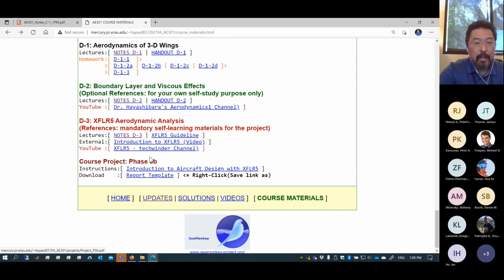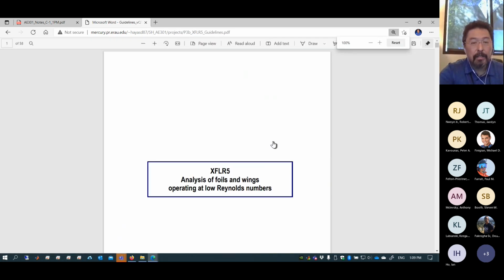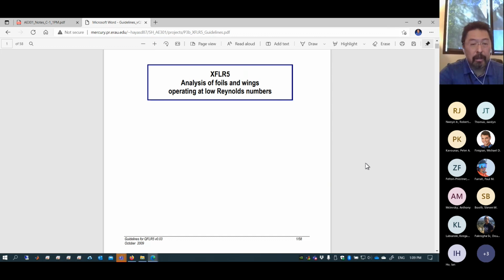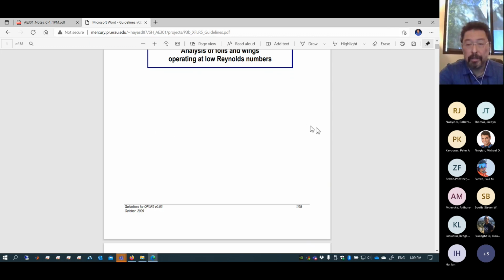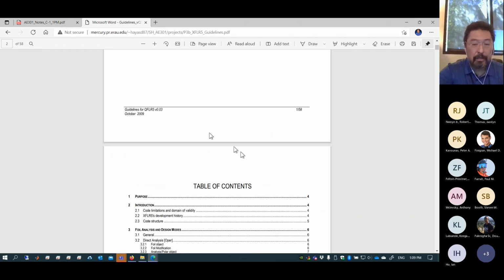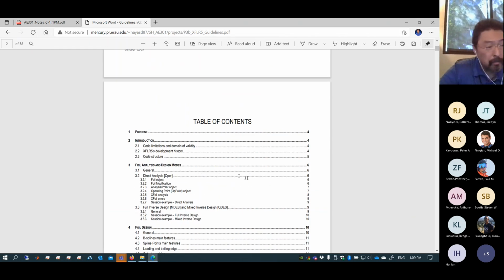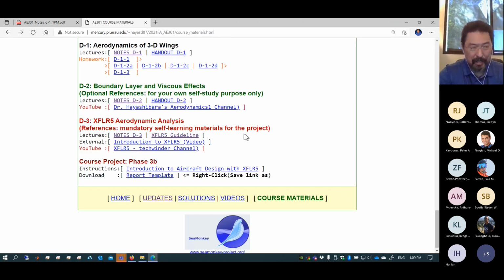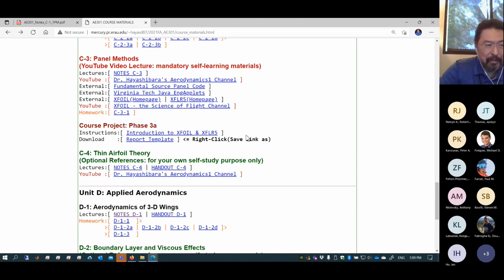And you also have the given guideline. This is a more detailed document, 58 pages. It actually talks about some in-depth theory too. So try to understand that. That is project 3A. You don't have to wait until the last minute for that.